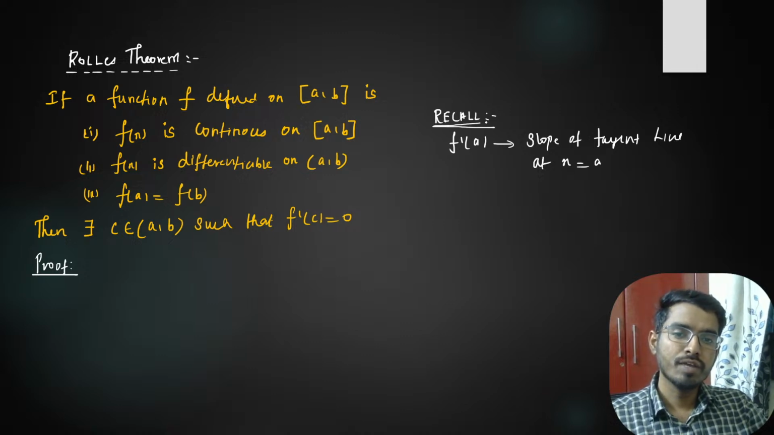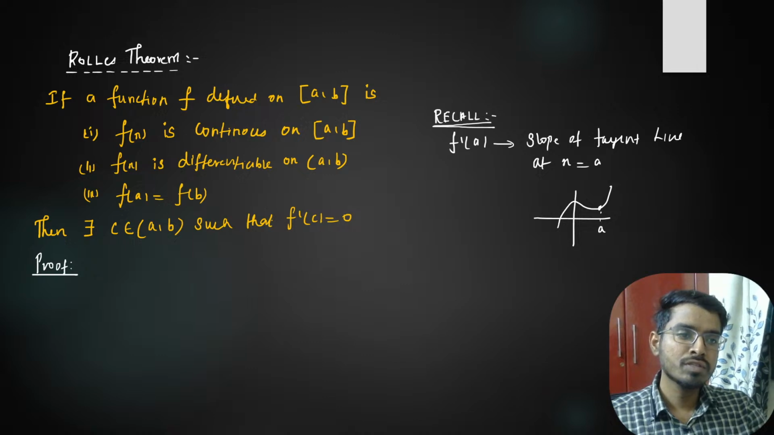The definition of differentiability. So for example, you have some curve, right? At a, this is your function value. This is f of a. At f of a, you draw a tangent line. The slope of this tangent line will be a number. That number will be called f dash of a, right?